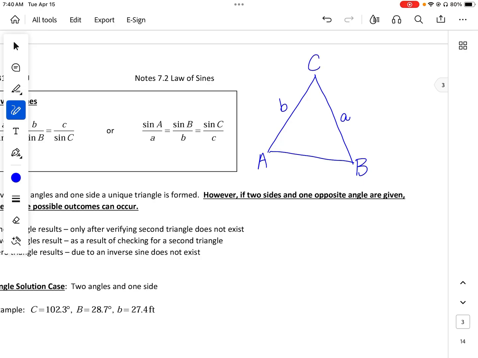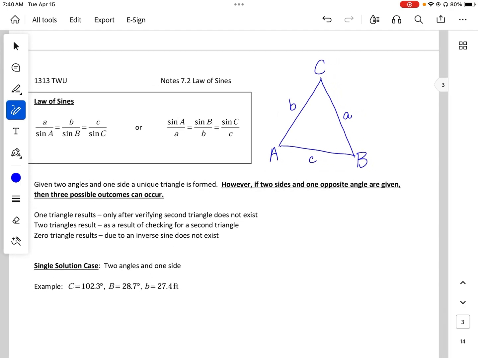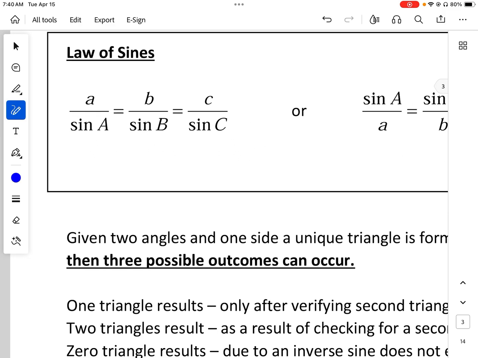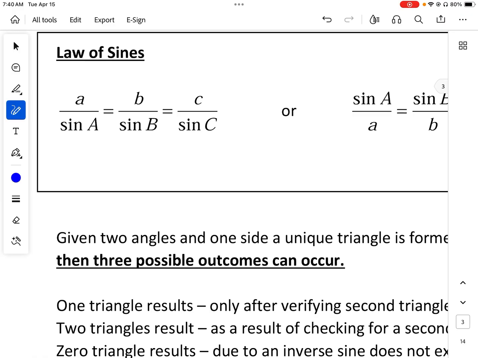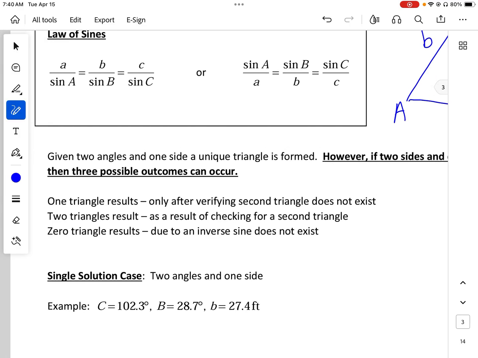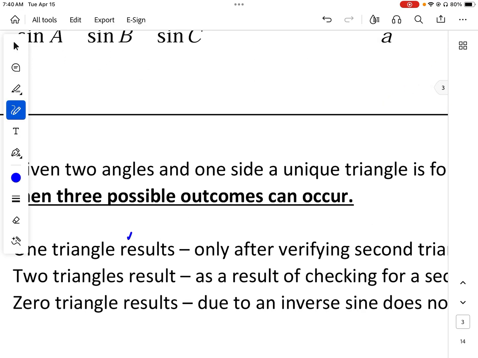Just remember, when we talk about A, B, and C, we have a triangle. If we have A here, the side length A is here. If we have B here, side length B is here. If we have C here, side length C is here. And so we can use the law of sines to find any missing side or angle. Notice that it's A over sine A, B over sine B, C over sine C. So you just pick two, set them equal, then do a little cross multiply and divide in order to find our missing side or angle.